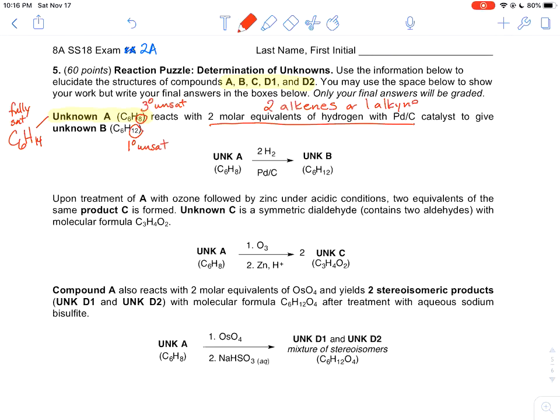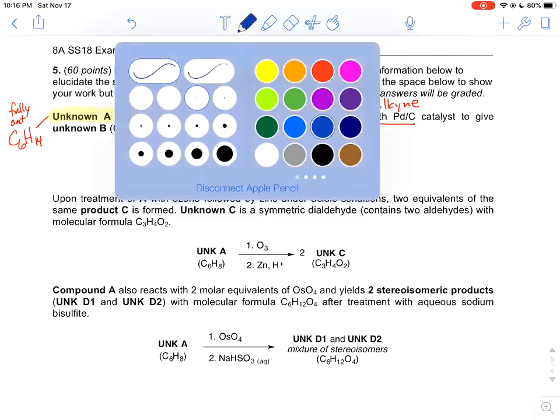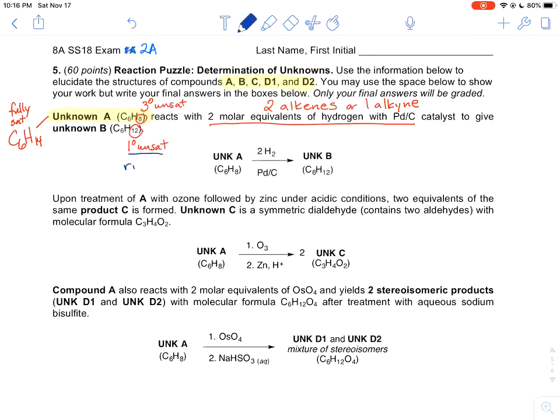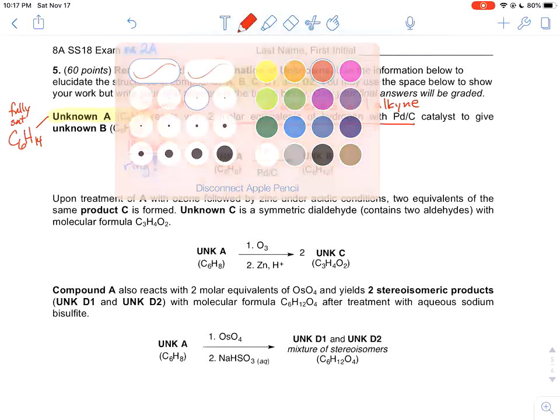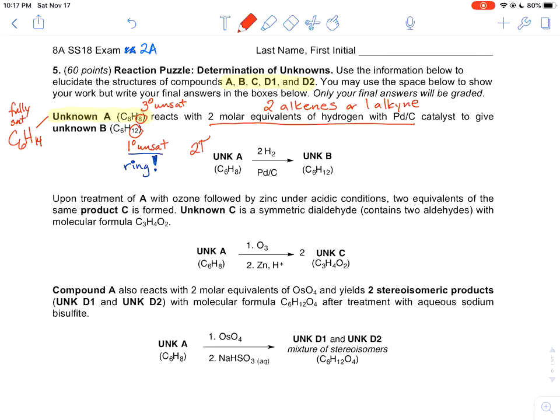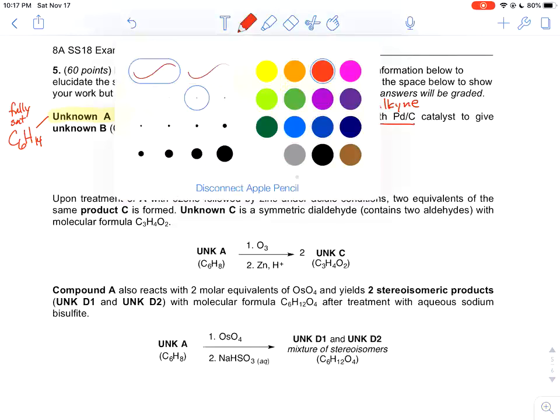So we kind of need to see what happens later on in the molecule. We can see that this 1 degree of unsaturation then must be a ring because it's not a pi bond, because it wasn't absorbed by palladium and hydrogen. So to recap, we know that unknown A has 2 pi bonds and 1 ring. We know that unknown B just has the 1 ring. We start in the next paragraph.